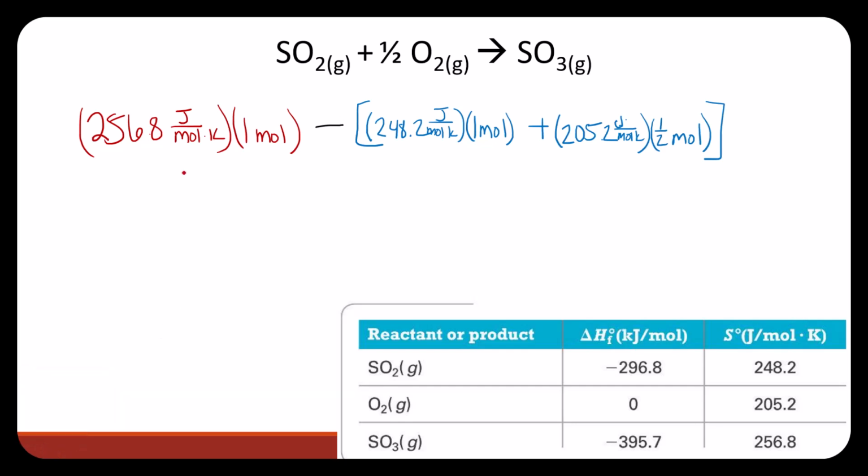I'm going to go ahead and clean up the product side. So 256.8 times 1, our moles cancel, and we're left with 256.8 joules over Kelvin. And then we're going to subtract that, products minus reactants. We're going to subtract that from the reactant side, but we got some cleaning up to do over here. So 248.2 times 1, our moles cancel. We're left with just 248.2.